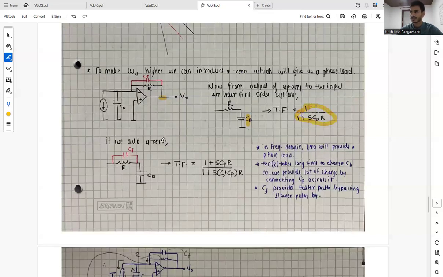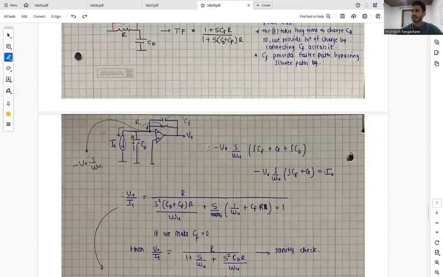Now if we add a 0, let's say we add a 0 by adding a capacitor in shunt to R, the transfer function will become 1 plus SCFR divided by 1 plus S times CD plus CF times R. And in the frequency domain, it means that the 0 will provide a phase lead. Or let's say R takes a long time to charge CD, but now we provide a lot of charge by connecting CF across it, or CF provides a faster path than R, so the path through R is the slower path. So these things we can estimate from adding a 0.